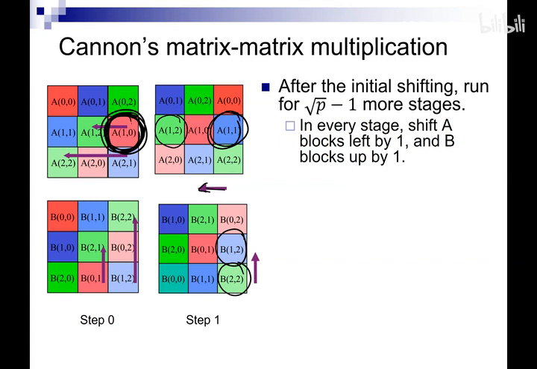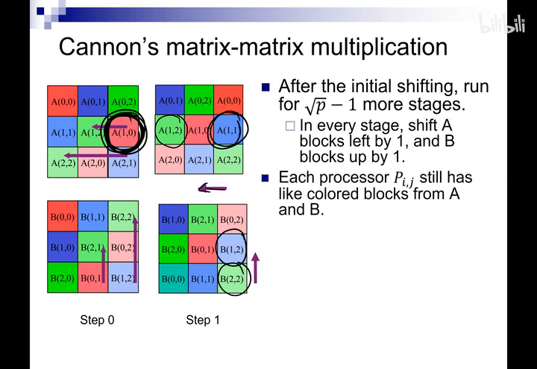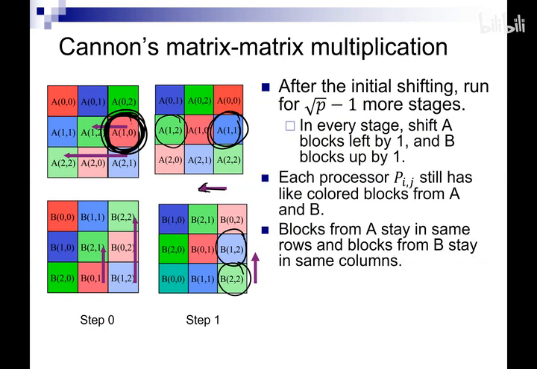And you can see that this is going to be true for every process. For each stage of Cannon's algorithm, they're always going to have matching colors for the A and the B blocks, and then they multiply them, and then they shift, and then they keep multiplying and shifting.